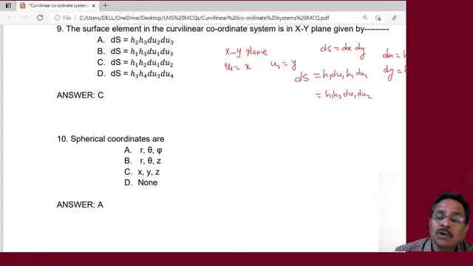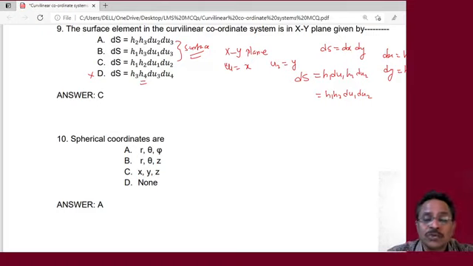The other options: h2 h3 is along the z and y axes, h1 h3 is along the x and z axes, and this one is along the x and y axes, and there is no such h4 defined in the curvilinear coordinate system, so that option is completely wrong. All these are surface elements in the curvilinear coordinate system, in different directions. In an examination, if you are asked for the xz plane, then go for the correct option amongst these three. So that is question number 9.